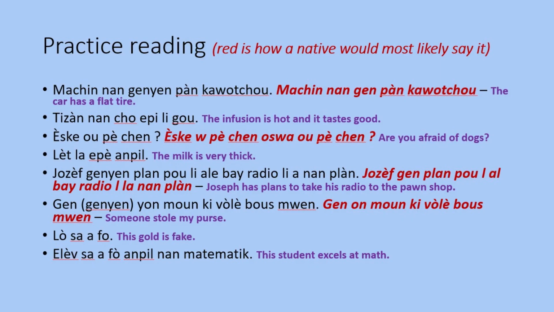So, I'm the native. I'm not going to say all those words. I'm going to say gen yon moun ki vole bous mwen. Listen to this closely. Gen yon. Gon. You see the difference? It almost like I'm saying gon. I'm not saying gon. I'm saying gen. Gon moun. Gen moun. Gon moun. And all my Haitian friends and family, they'll understand me. Gon moun, which is genyon or genyon. Gon moun ki vole bous mwen. Gon moun. See? But it's not gon. Okay? It's not gon. Don't say gon.